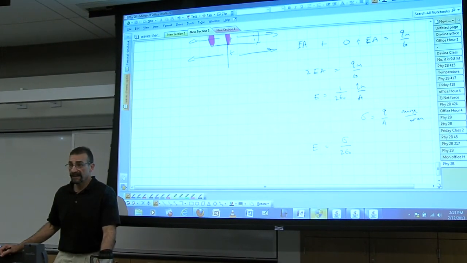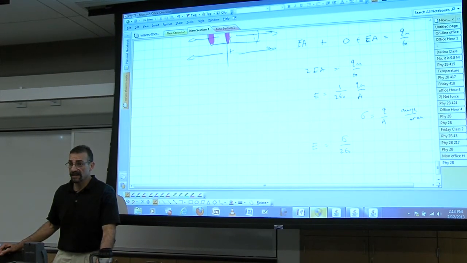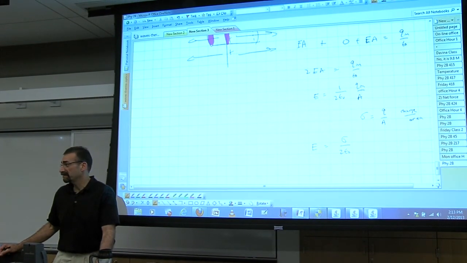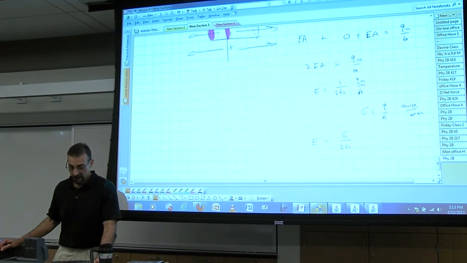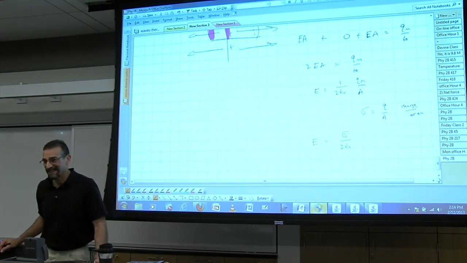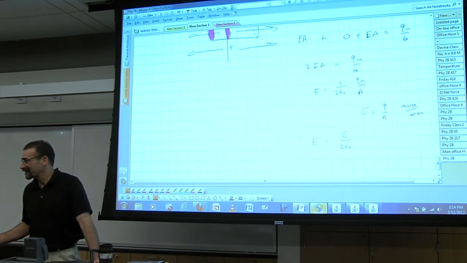You think the electric field would be stronger close to the sheet, further away from the sheet? Where's the distance to the sheet in our answer? It's not there, is it? So what does that mean? Doesn't depend on the distance. Maybe we just made that assumption.